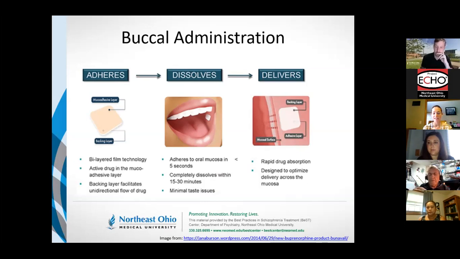It's going to adhere to the oral mucosa. It takes just a couple seconds, so getting it in place and holding it there, and then it will completely dissolve within 15 to 30 minutes. Because it's on the side and there is that backing, there's not as many reports of taste issues as there are with some of our sublingual products, because most of it does get delivered right through the buccal tissue.